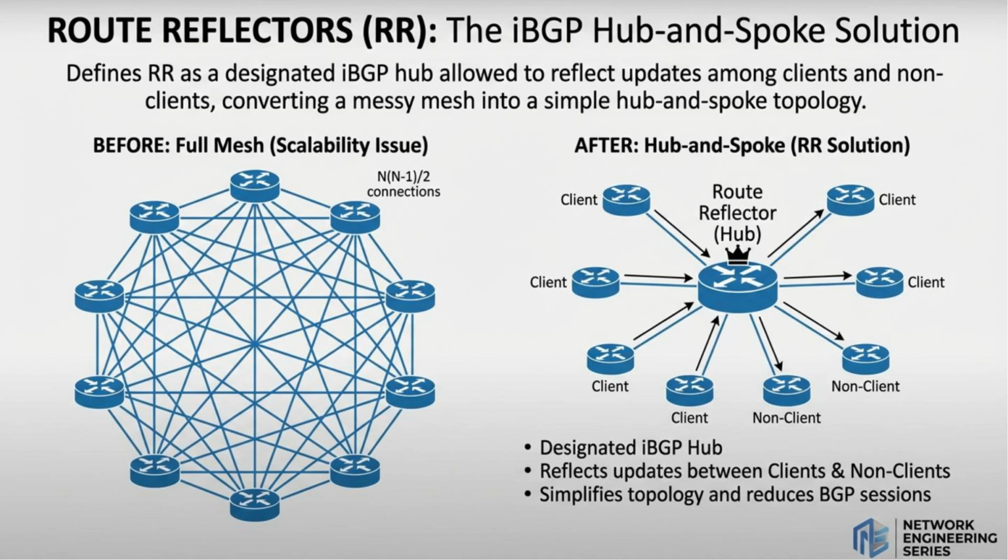You designate a specific router as the route reflector. The other routers become its clients. When a route reflector receives an iBGP update from a client, it is allowed to reflect that update to its other clients and non-clients. It acts as a central hub.